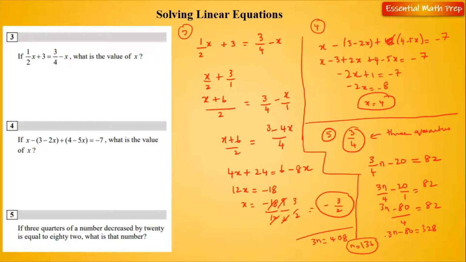You see? So maybe in this case, it's not so much the expression itself. For some of you, you may struggle with what is 3/4. 3/4 is 3/4. Okay. 3/4 of a number decreased by 20 is equal to 82. And that's what this is. From there, you solve for the value of n, and I did, and I got 136.